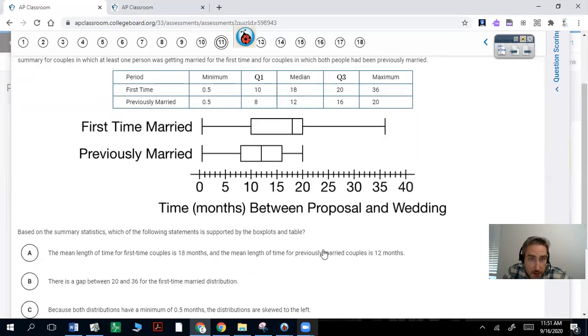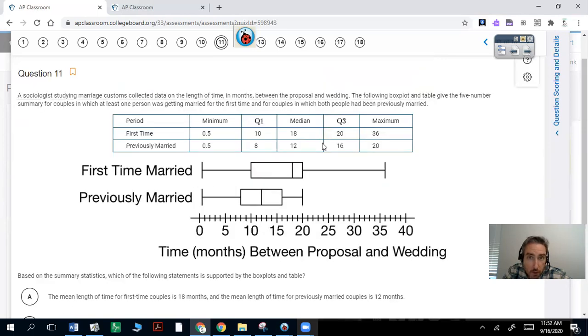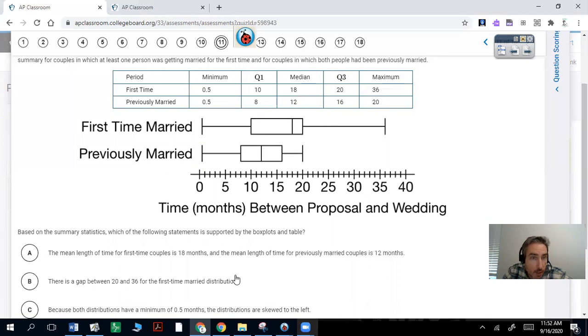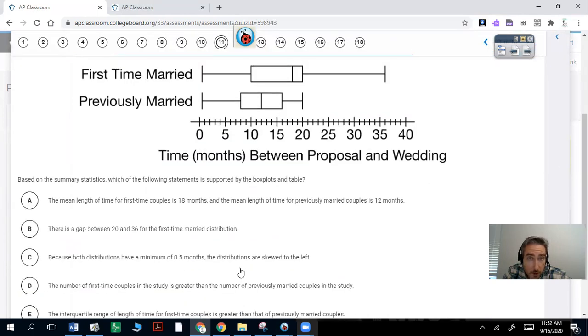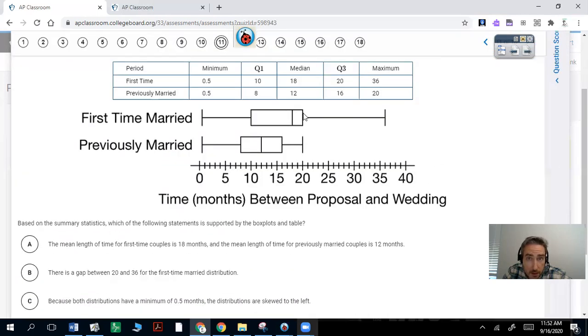Based on the summary statistics, which of the following is supported by the box plots and table? The mean length of time for the first time couples is 18 months. We don't have means. We don't know that number. All right, B, there is a gap between 20 and 36 for the first time married distribution. We don't have that number. We don't know. There wouldn't be, because there's going to be some value here, right?